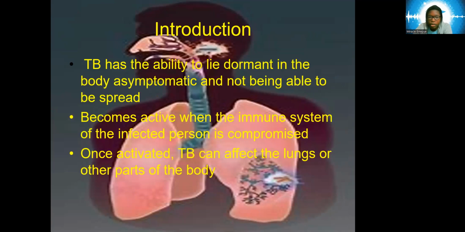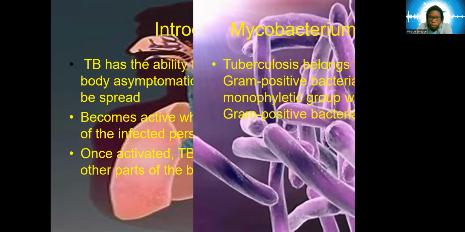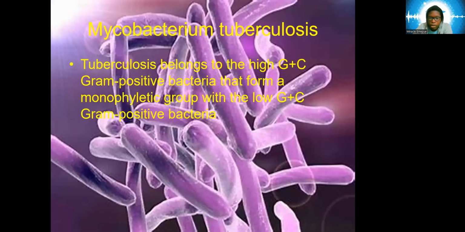TB has the ability to lie dormant in the body, asymptomatic and not able to be spread. TB becomes active when the immune system of the infected person is compromised. Once activated, TB can affect the lungs or other parts of the body. Mycobacterium tuberculosis is a bacteria associated with tuberculosis. It belongs to the high G+C gram-positive bacteria that form a monophyletic group with the low G+C gram-positive bacteria.